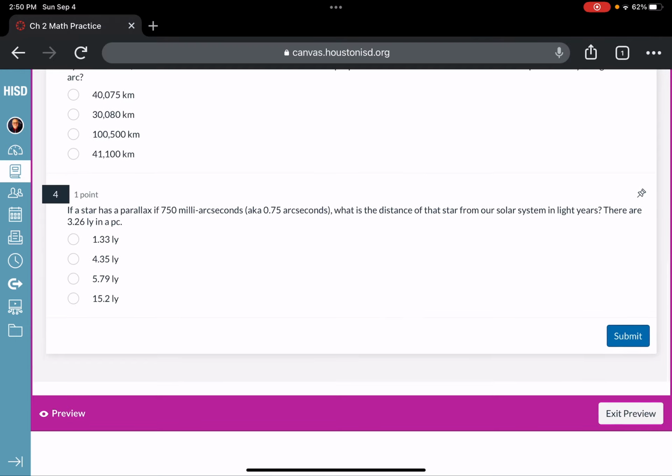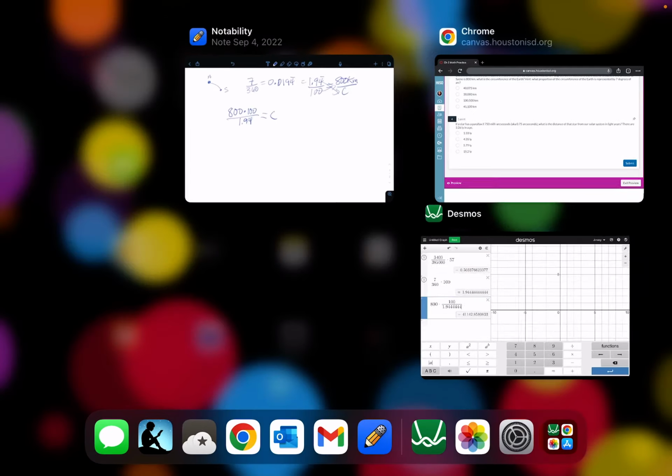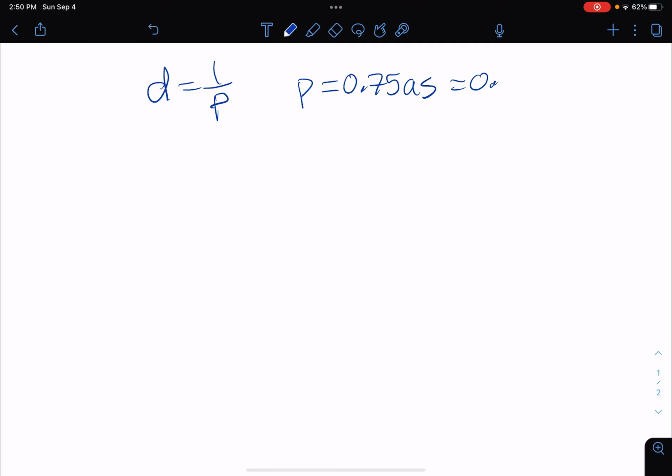All right, one more. The parallax problem. So the parallax equation is similar to, but not the same as, angular size. So let's not mess it up. The parallax distance equation is distance equals 1 over parallax. And the parallax to this star that I mentioned was 0.75 arc seconds, which we typically write AS. You can write it as 0.75 arc seconds. You can do that. It's just too much writing.